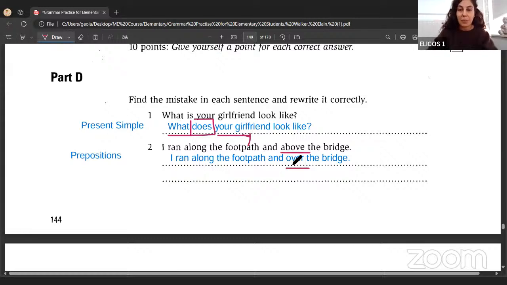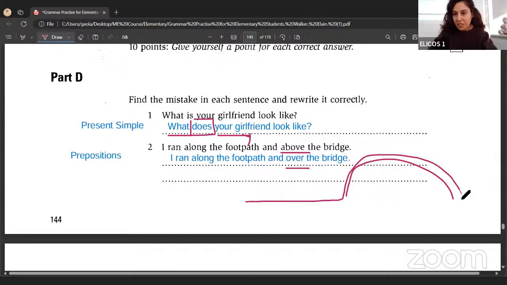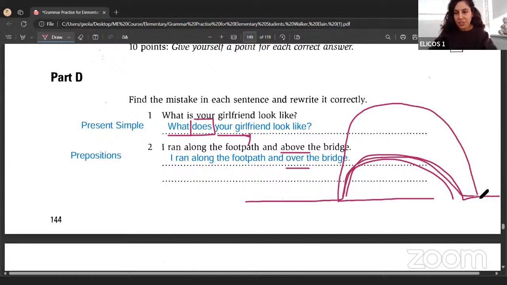prepositions, you know exactly what they mean. Over the bridge. So if this is a bridge, we're saying we ran along the footpath and then over, because we're still touching the ground, and then we went like that. If we went under, we would go under the bridge, and above the bridge means up in the sky. We somehow flew above, but we didn't. We just went over the bridge.